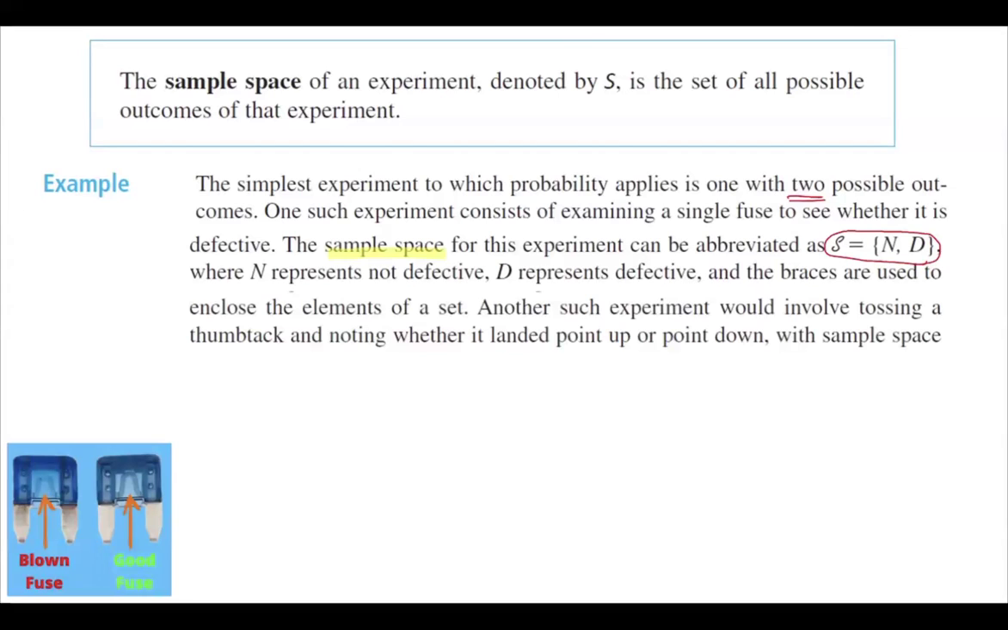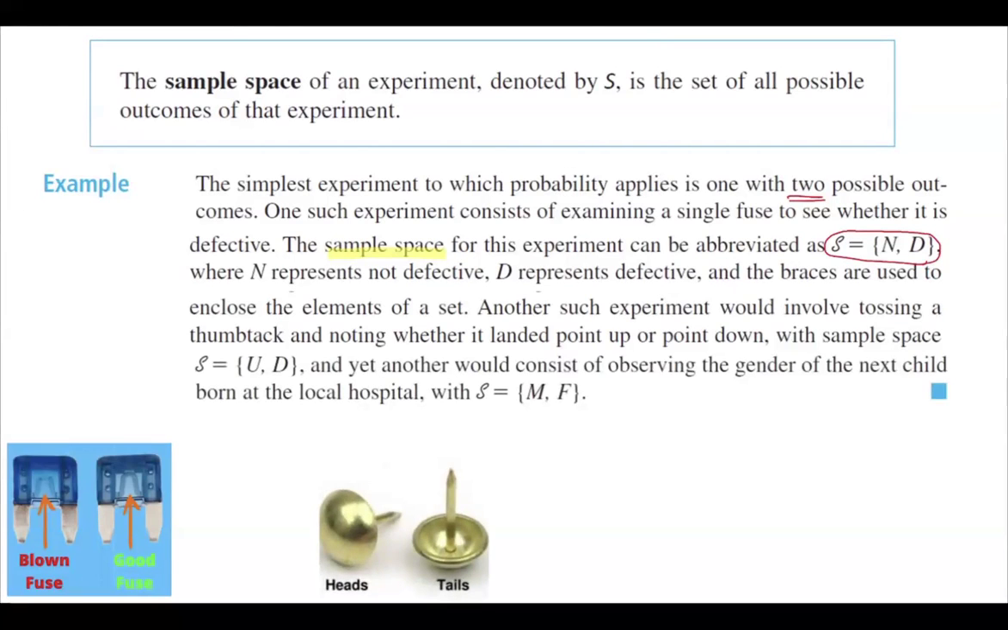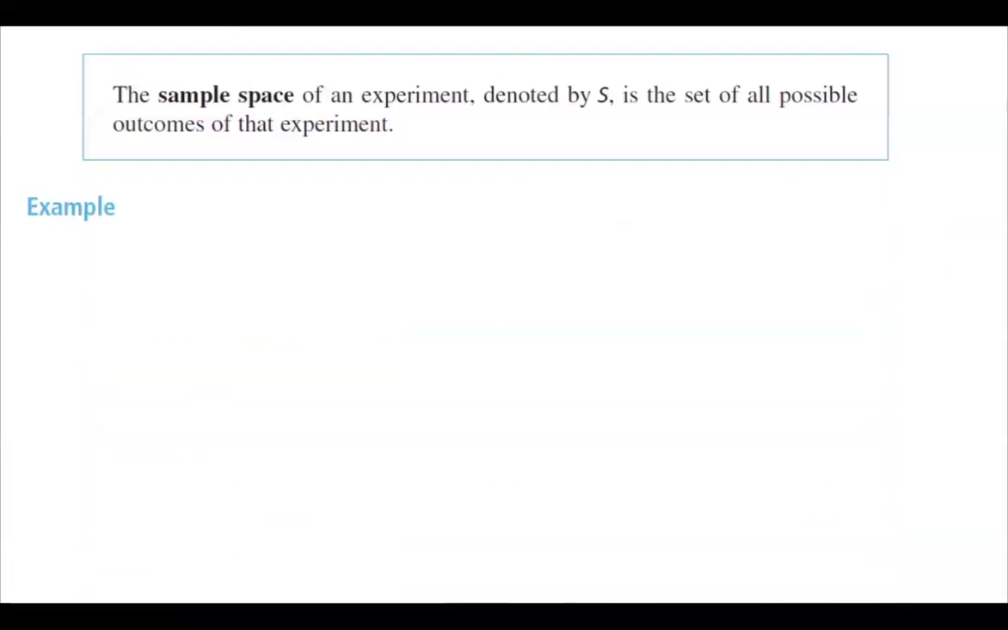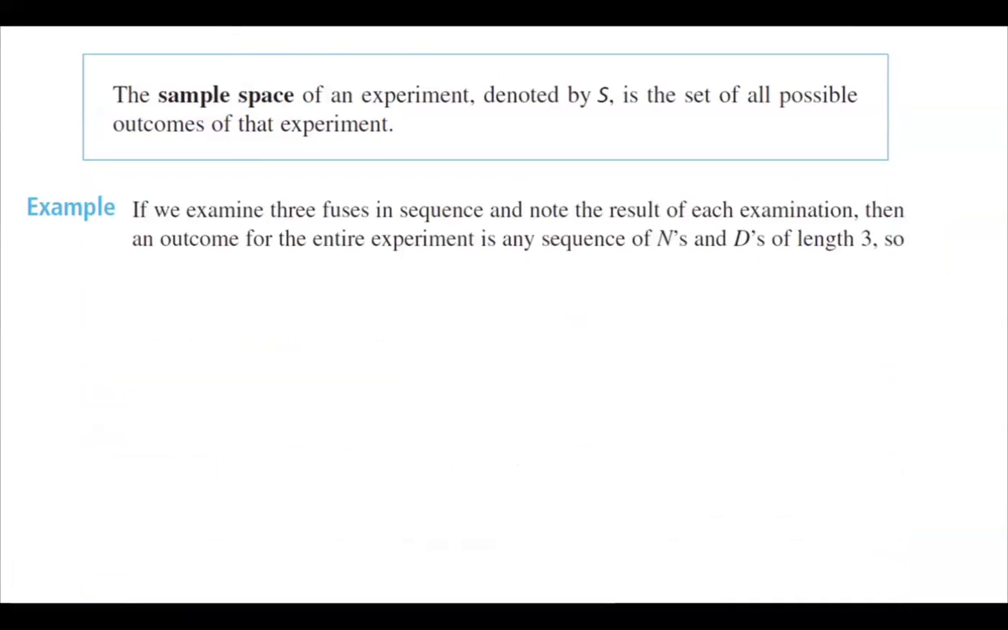Another experiment can involve tossing a thumbtack and seeing if it lands up or down. It has two outcomes. Another experiment can be observing the gender of the next child born, male or female. So these are all examples of a simple experiment with two possible outcomes. Let's take a look at another example.